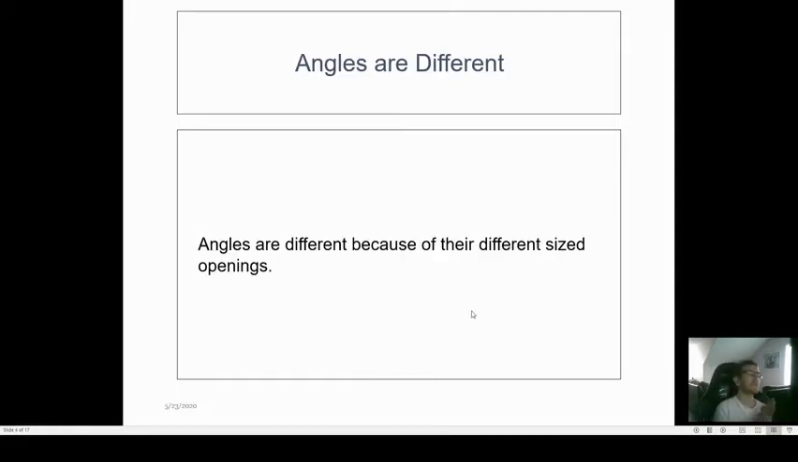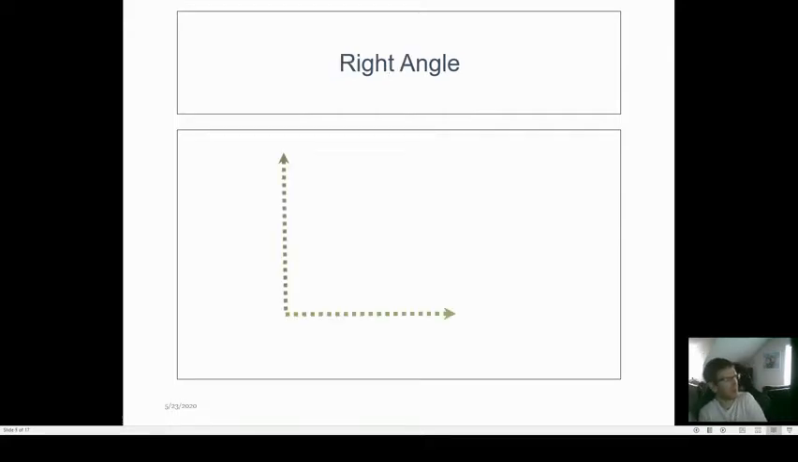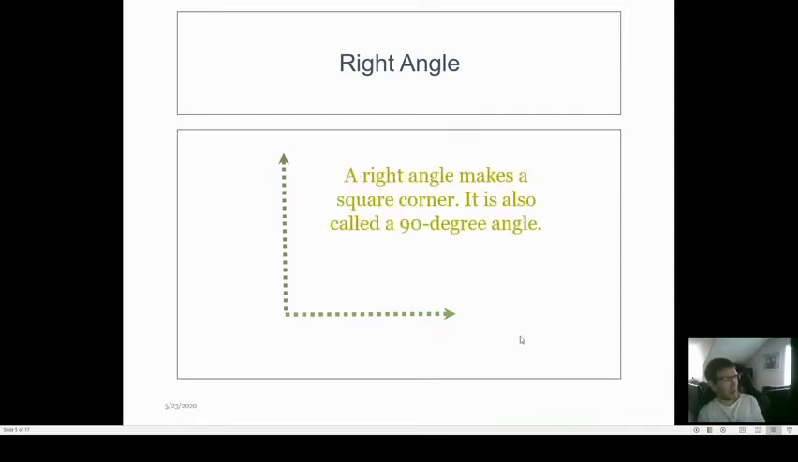Okay, so angles are different because of their different sized openings, and we have special names for different sized angles. So the one that we probably heard about is a right angle. A right angle makes a square corner. It is also called a 90-degree angle, and usually you see a little box right here.